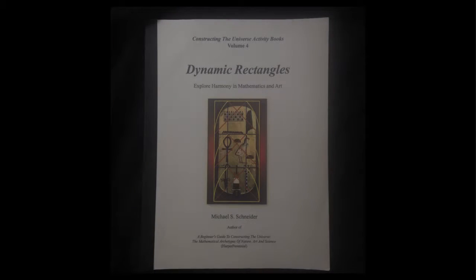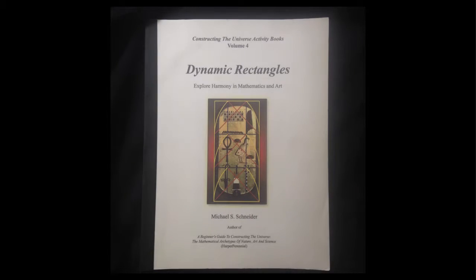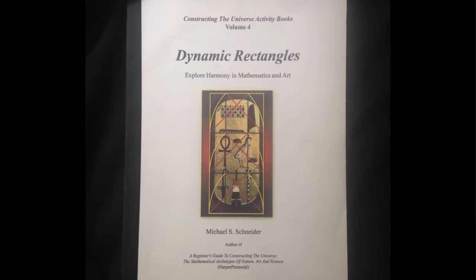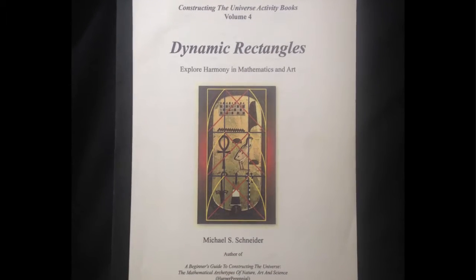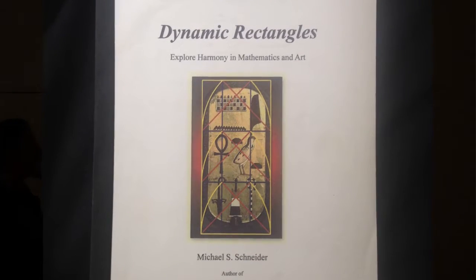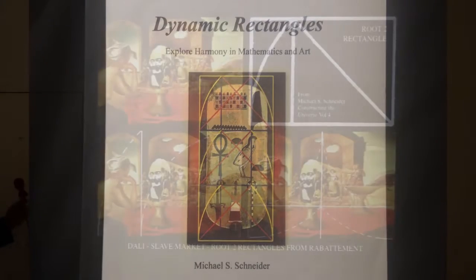So this is from Michael S. Schneider, Constructing the Universe, Volume 4, in which he has written a whole series of books on the geometry underlying works of art. Highly recommended if you get the chance. We have them here at the Academy.